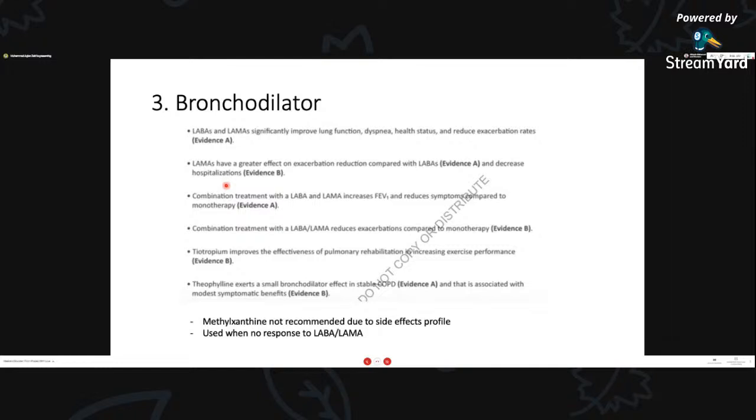So LABA and LAMA are both shown to function. In other words, both are important, and it is shown that combination therapy is better compared to monotherapy. The effect of combining LABA and LAMA is better as compared to either one alone. And if you want to compare them alone, it is shown that LAMA is actually better than LABA. So yeah, just a bit of pharmacology.